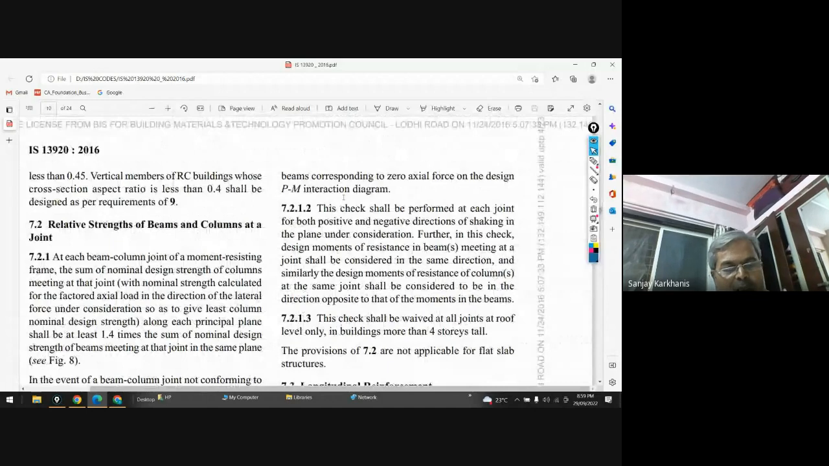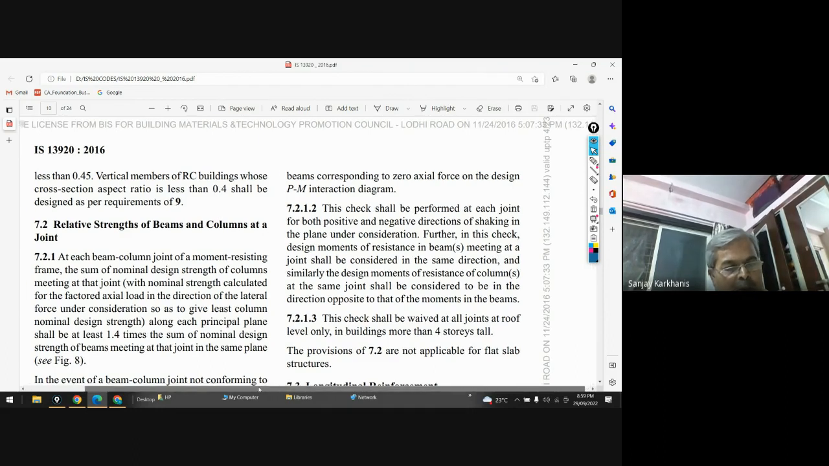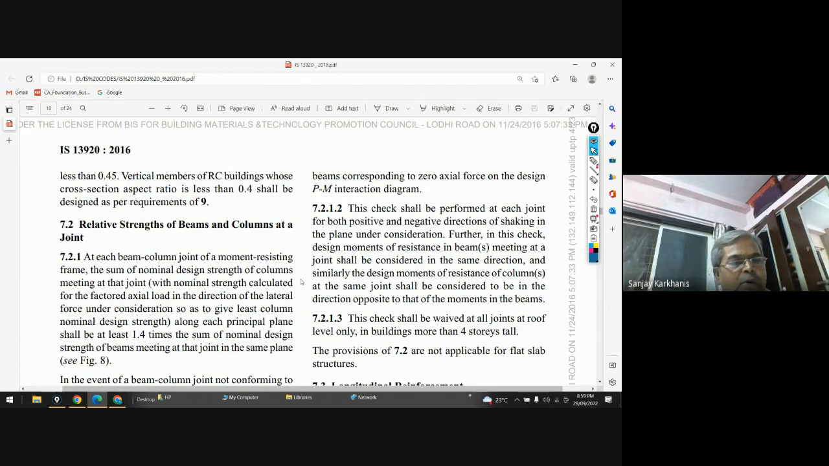But one thing is that if you go ahead with all these ductile detailing, then there are chances that the client may get unhappy with you. But I don't know why. We are working for the better life of the structure.